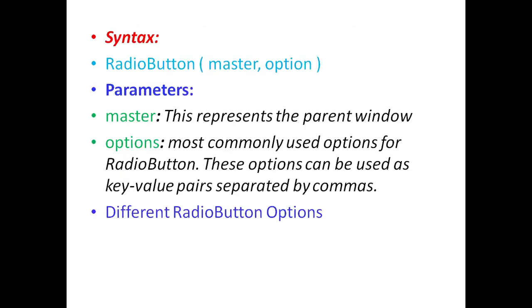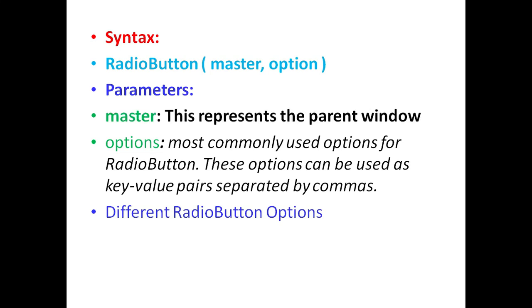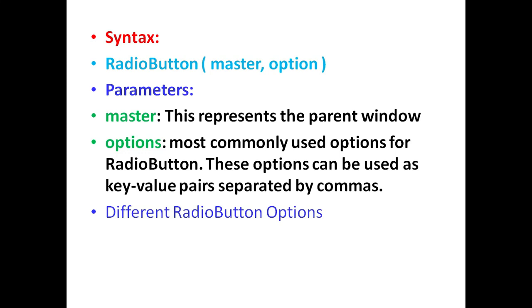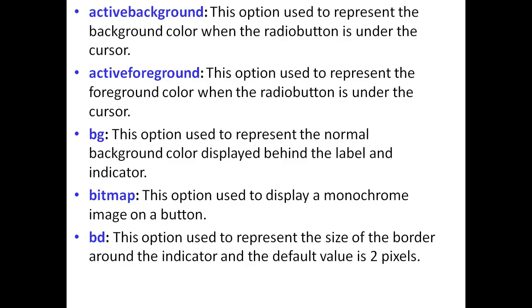The general syntax for creating a radio button is Radiobutton with parameters master and options, where master represents the parent window and options are the most commonly used options for radio buttons. These options can be used as key value pairs which are separated by commas. Different radio button options are activebackground.